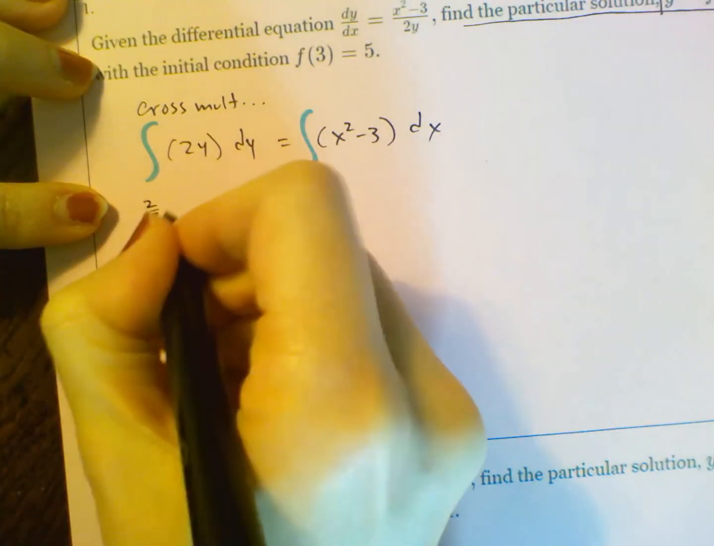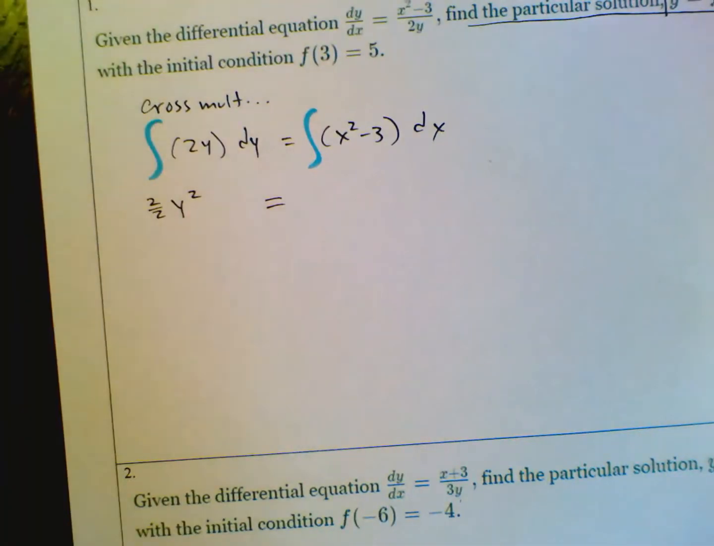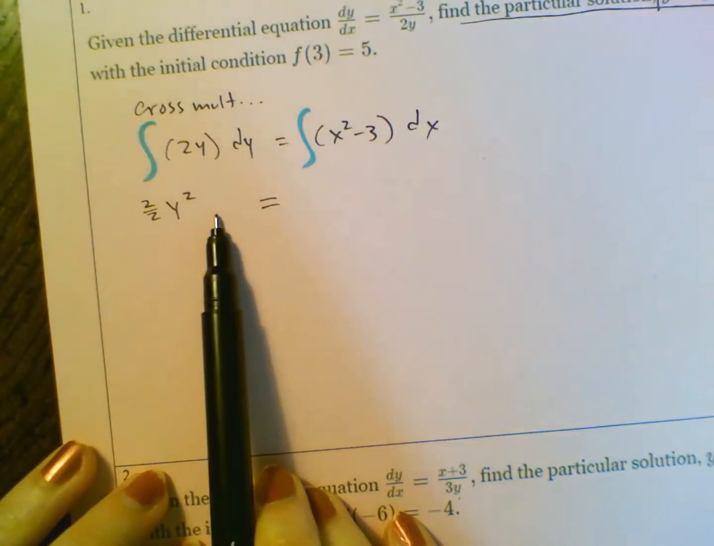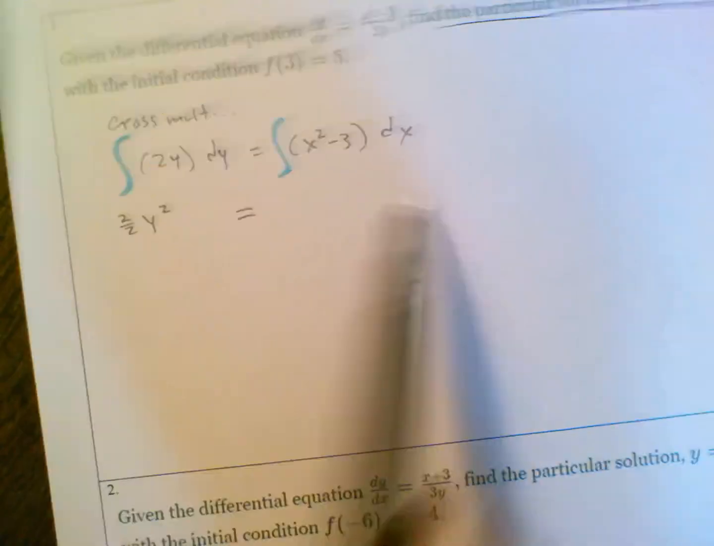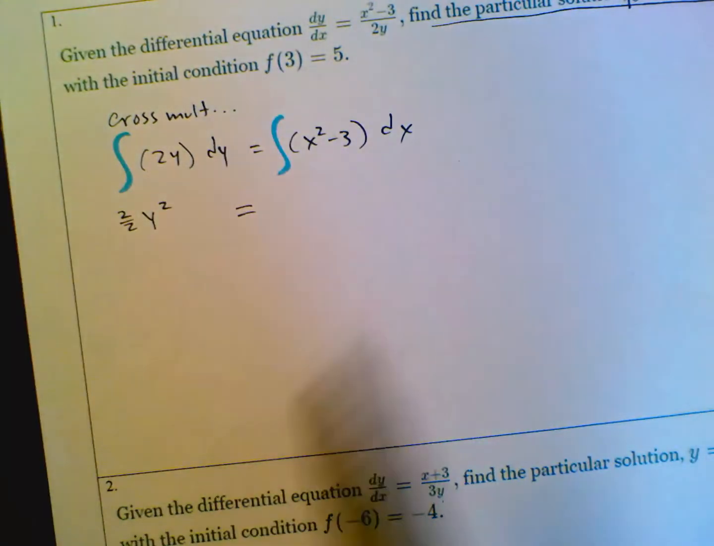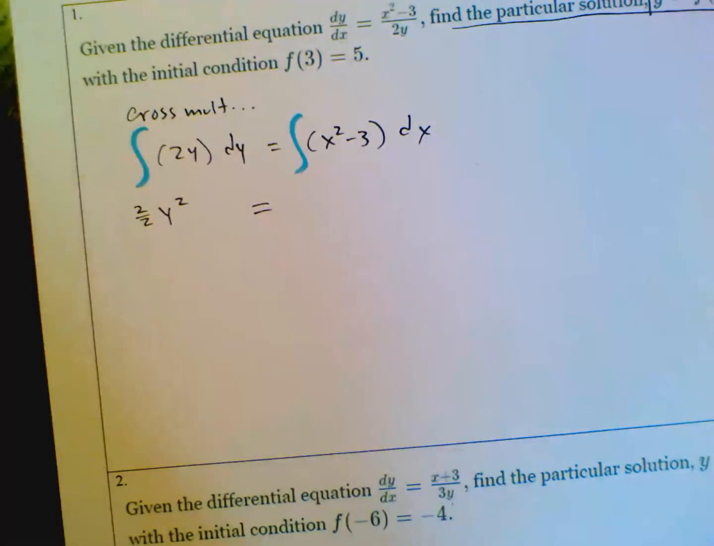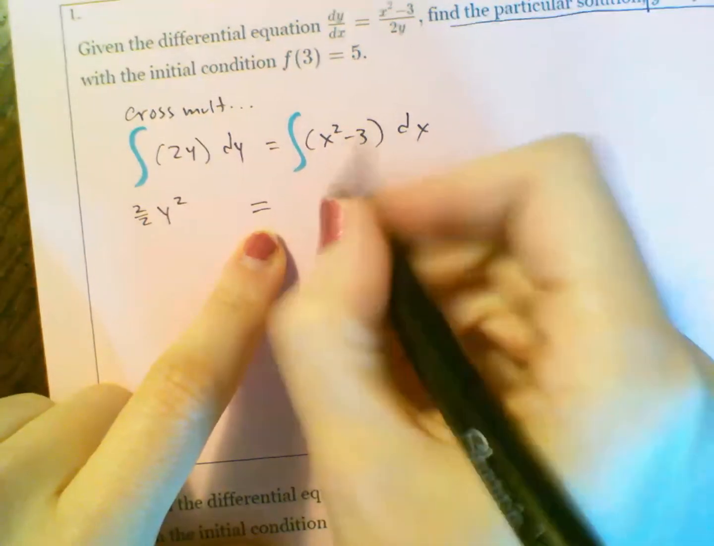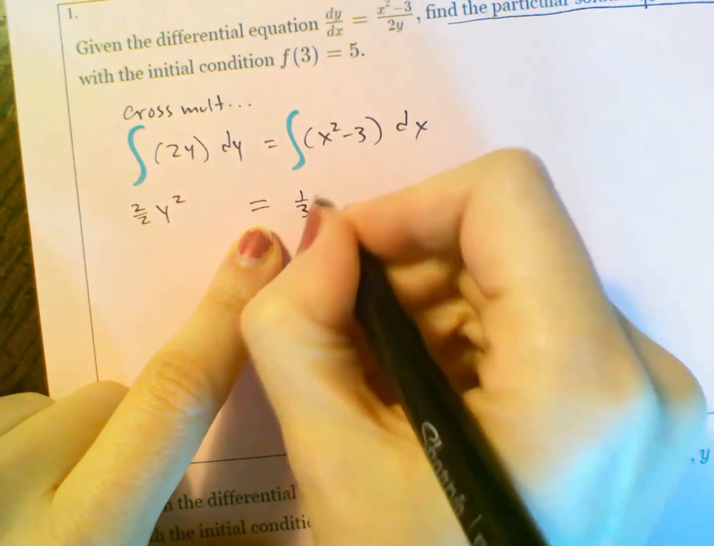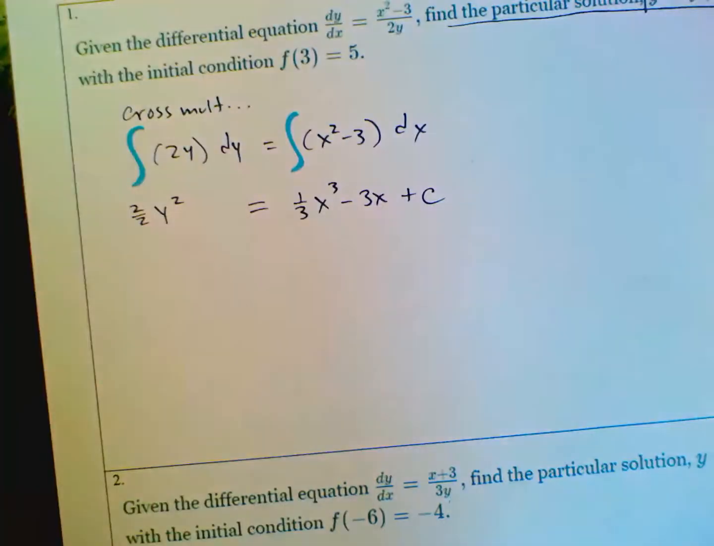Okay, antiderivative. So this is going to be 2 over 2 y squared. Don't do a plus c. There is no need for a plus c on the left. We're going to put it on the right, and that will take care of the whole family. The plus c at the end will take care of the whole family of antiderivatives. You don't need to have it on both sides. And then here, this is a third x to the third minus 3x plus c.